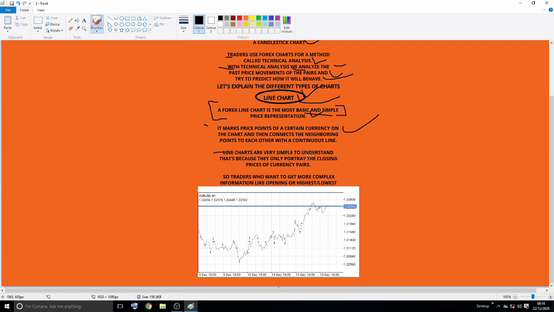Line charts are very simple to understand. That's because they only portray the closing of a currency pair.